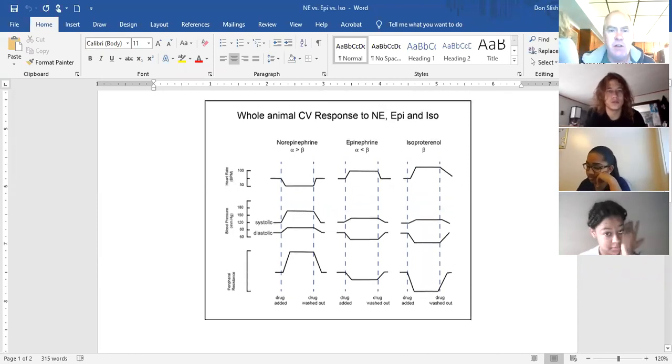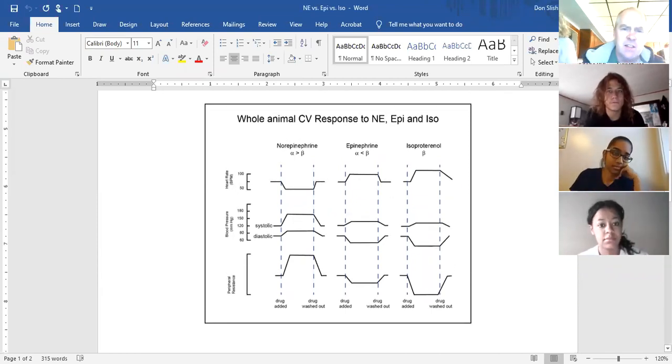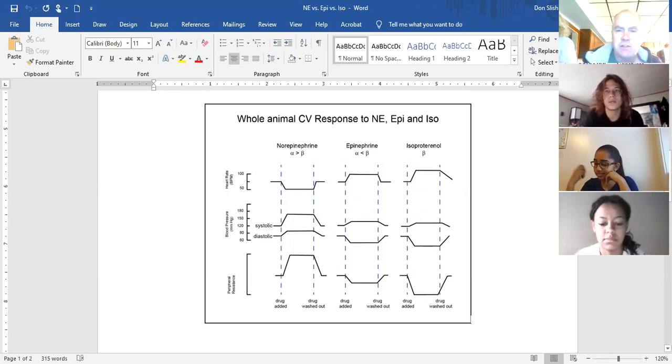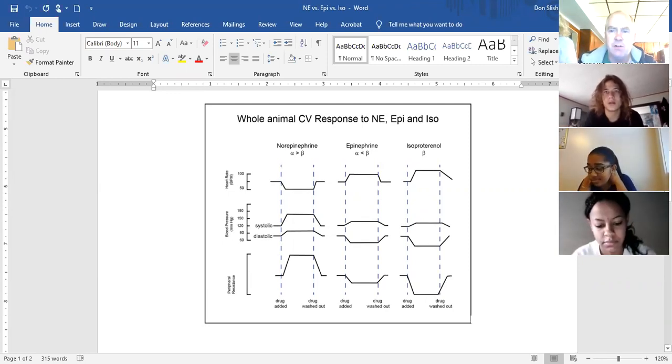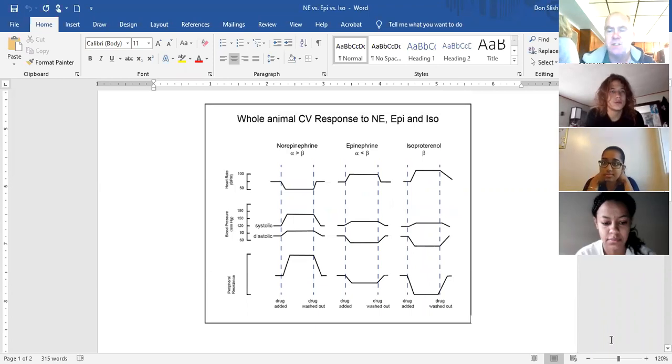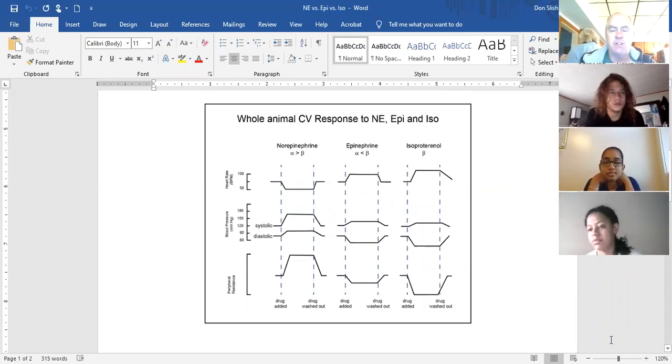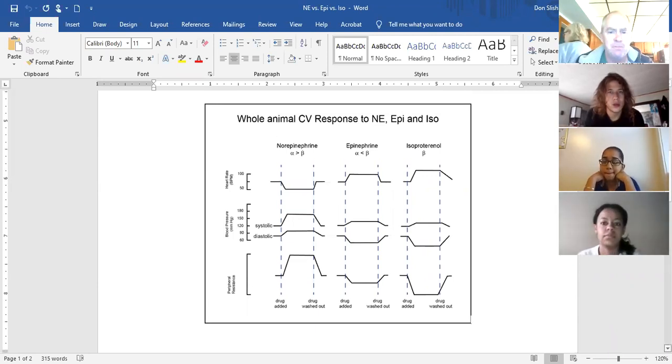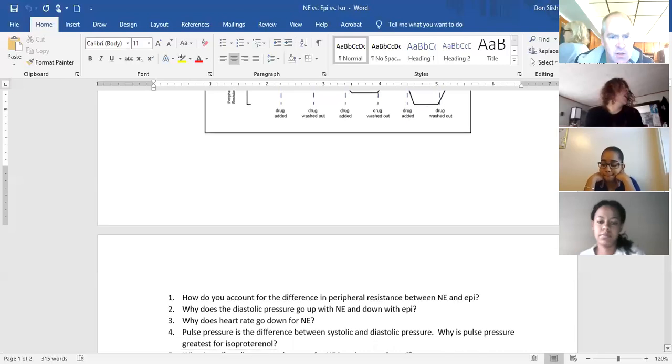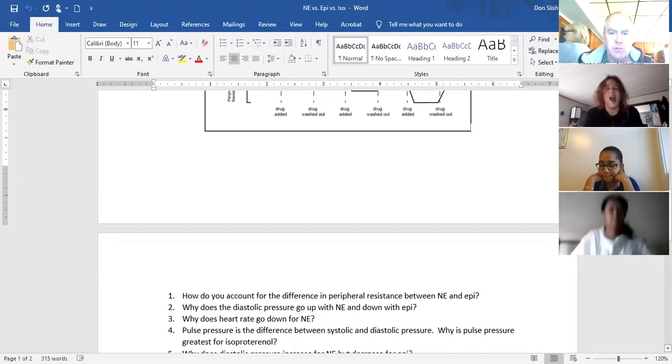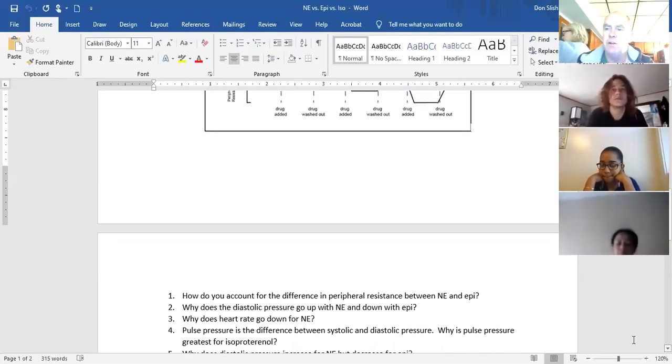Okay, so here is, I think, whole animal cardiovascular responses to norepinephrine, epinephrine, and isoproterenol. So the key thing here is alpha versus beta, right? Alpha receptors versus beta receptors. There's a lot of stuff here we didn't really talk about yet. We're going to get to it eventually, but hopefully working through this, you'll understand it better when we start talking about it. So anyway, how do you account for the difference in peripheral resistance between norepinephrine and epinephrine?